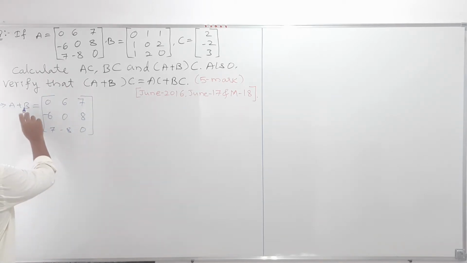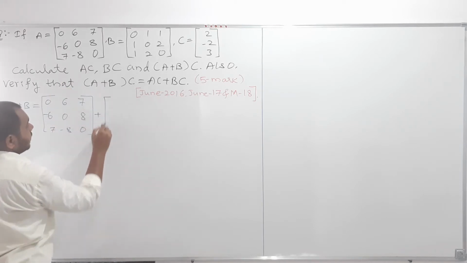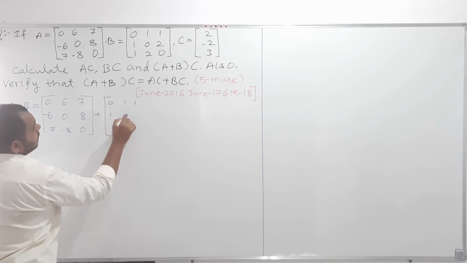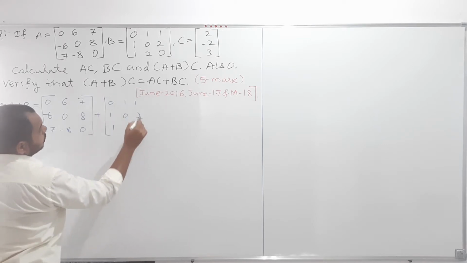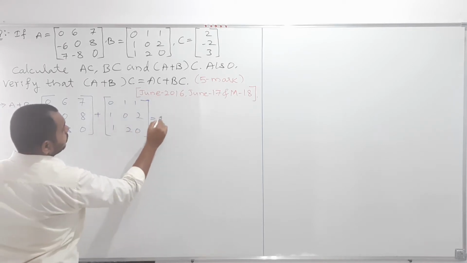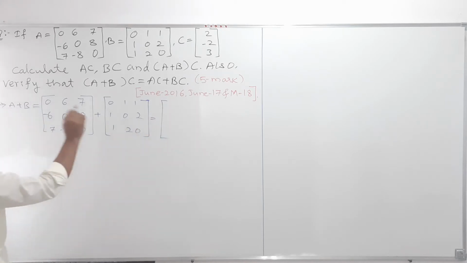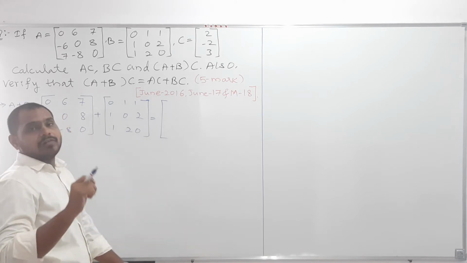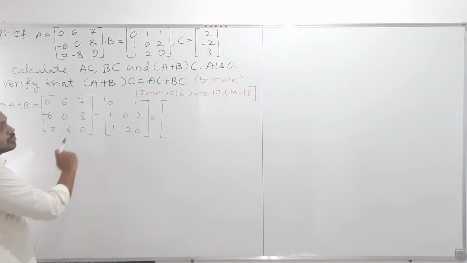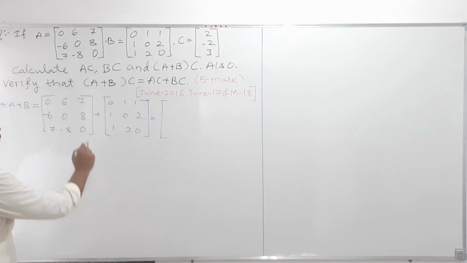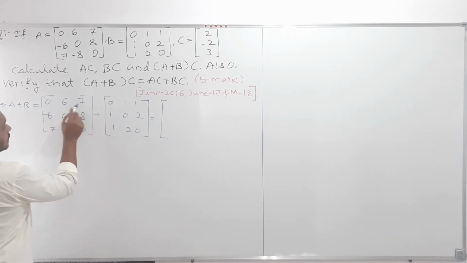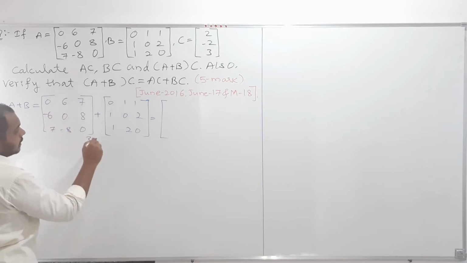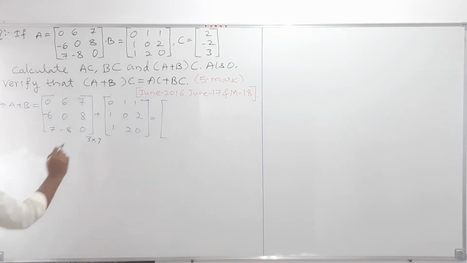Next, write the B matrix, to which we should add. B is 0, 1, 1, 1, 0, 2, 1, 2, 0. Now you should add these two matrices. How to add them? First check whether addition is possible or not. To check that, we should know the order of these two matrices. What is the order of this matrix? 1, 2, 3: 3 rows; 1, 2, 3: 3 columns. The order of this matrix is 3 cross 3.